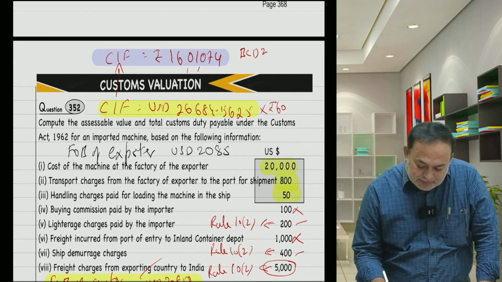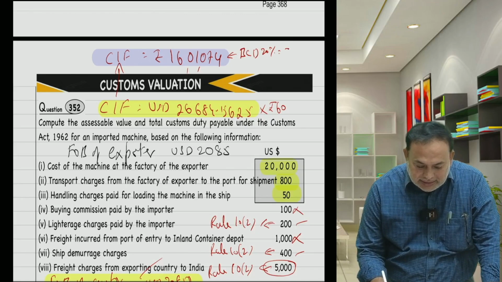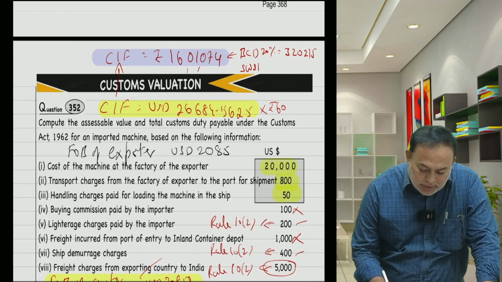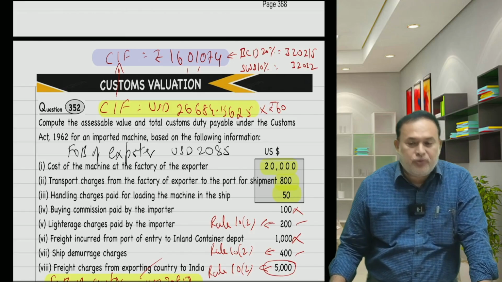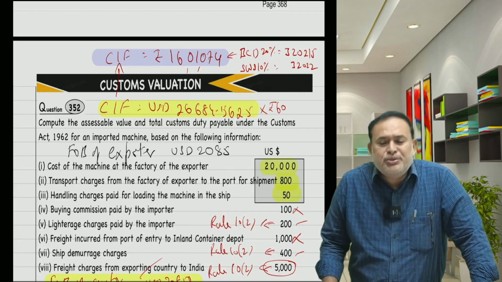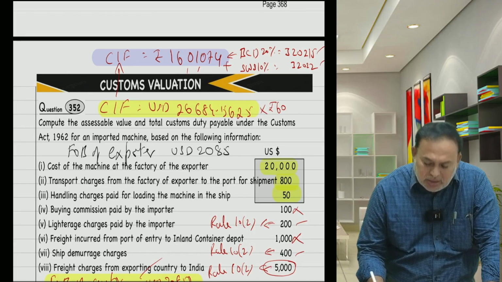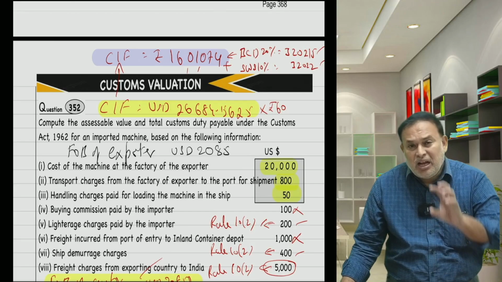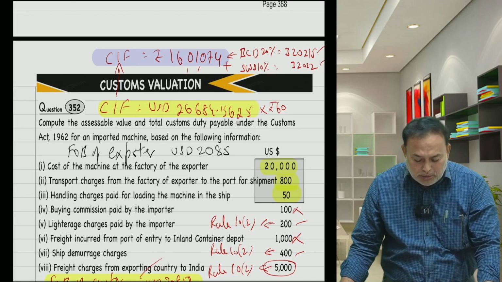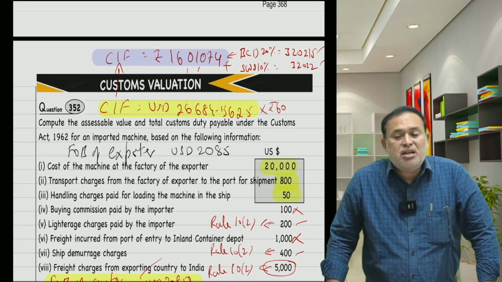BCD 20% on this value comes to 3,20,215. Then add SWS 10% on BCD, which is 32,022 rupees after round off. Then your CIF value plus your BCD plus your SWS, total you have to add, for IGST purpose. So 16 lakh 1074 plus 3 lakh 20,215 plus 32,022.